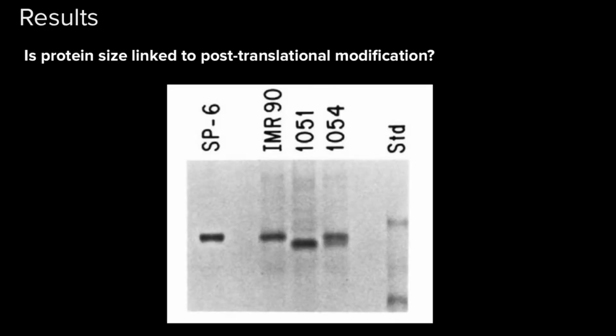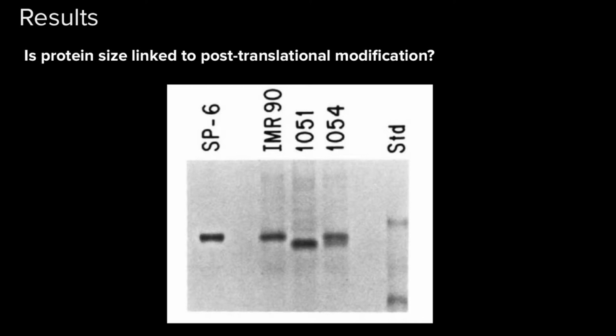In the results, this image shows the electrophoretic mobility of the alpha subunits. IMR represents the normal alpha subunit, 1051 represents the patient that has Tay-Sachs, and 1054 is the parent of the patient. It can be seen that 1051 and 1054 traveled further, suggesting that they are smaller in size in comparison to IMR 90. However, when thinking back to the big question about whether protein size is linked to post-translational modification, the answer is then no.